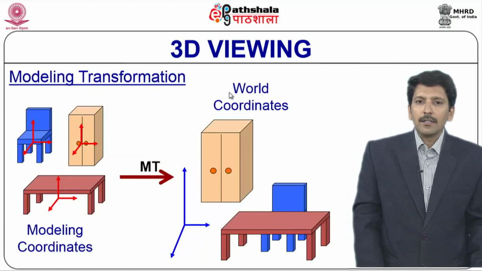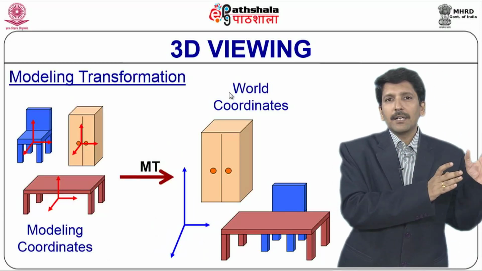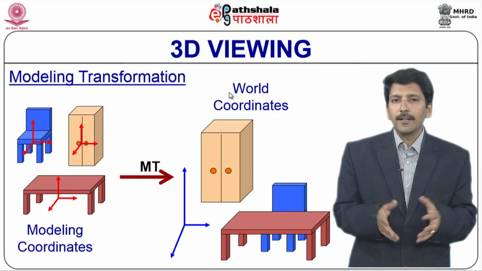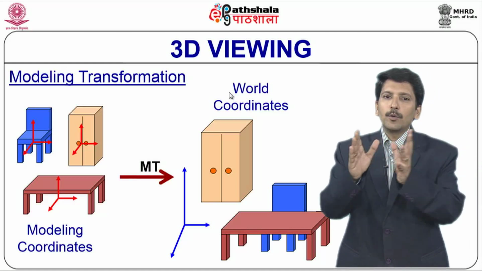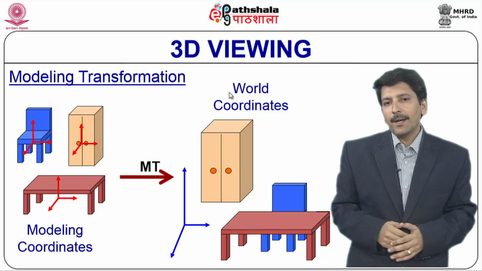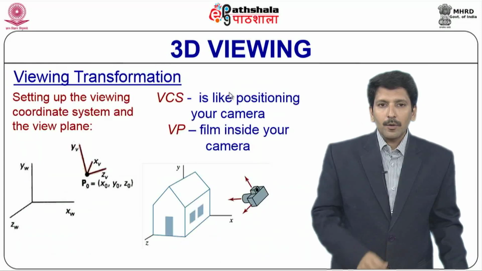As you can see here, the modeling transformation includes creating each object separately in its own coordinate system, called the local coordinate system, or the local coordinates, or the model coordinates. Now take all these into another reference position in space called the world coordinates, and the world coordinates are assumed by the various objects. That is what you are seeing here.